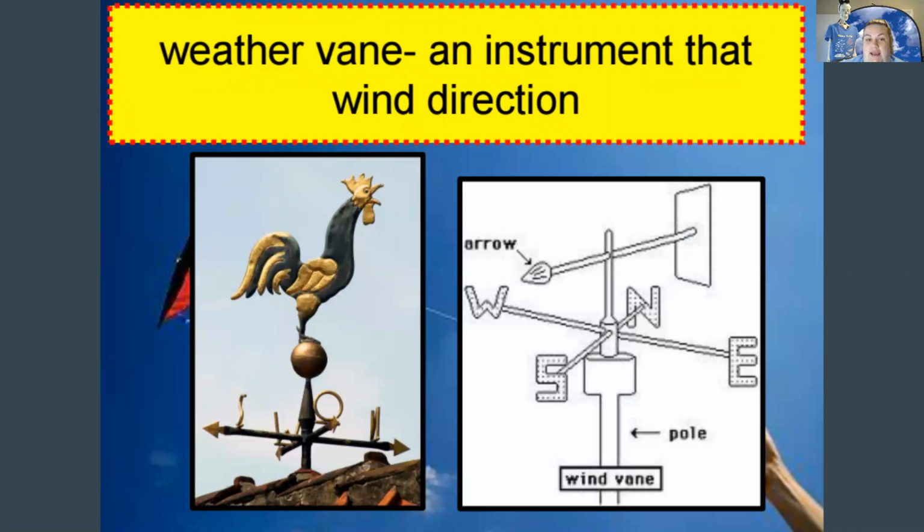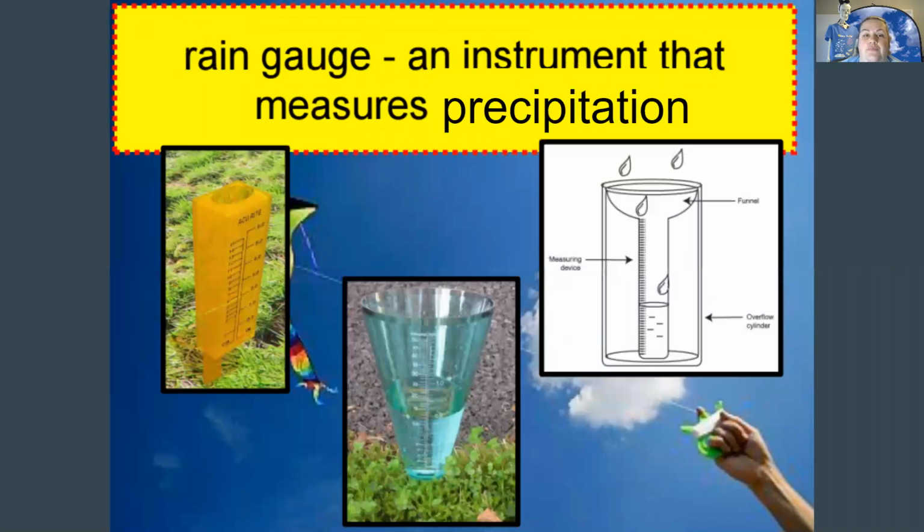A weather vane is an instrument that is used to tell the wind direction. So you notice on the weather vane you have north, east, south, and west. That's telling you the direction that the wind is blowing. Most of the time you'll see these weather vanes on top of barns, as farmers used to use these in order to tell which direction the wind was blowing.